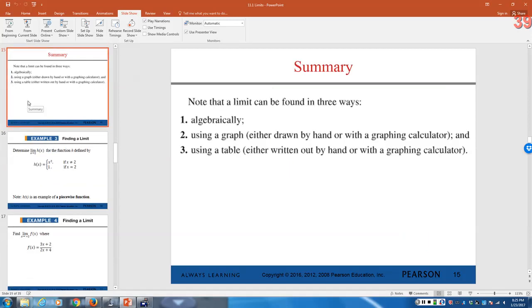So, a limit can be found 3 ways. Algebraically, which generally means you have to factor and do some canceling or something like that. Using a graph that you can draw with a graphing calculator, which is handy. Or using a table, which you can write out by hand, or you can make it with a graphing calculator, which is much faster.